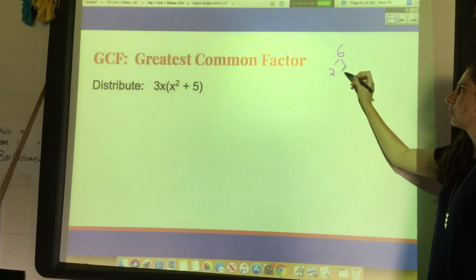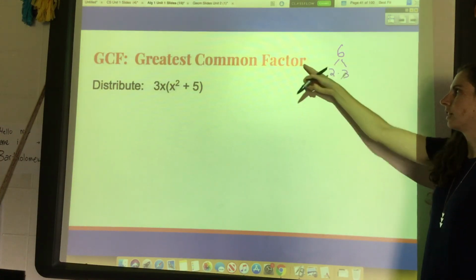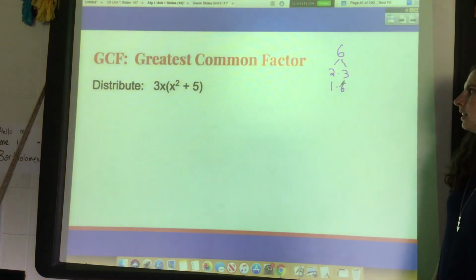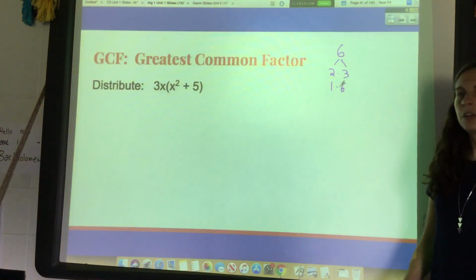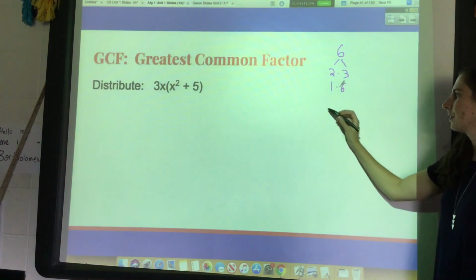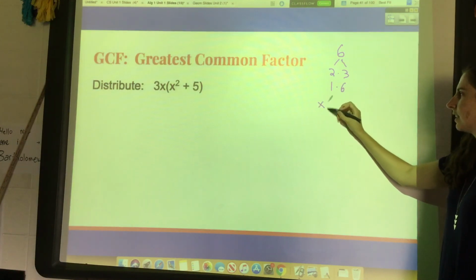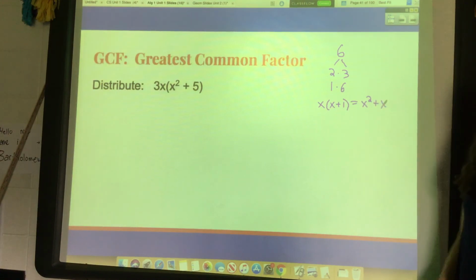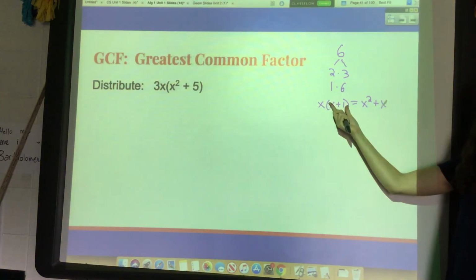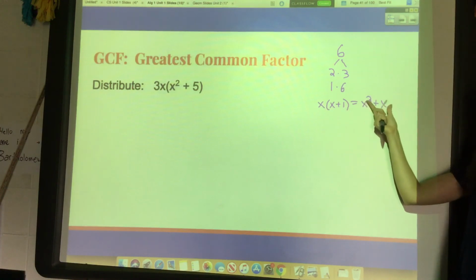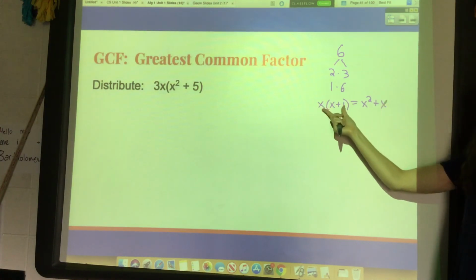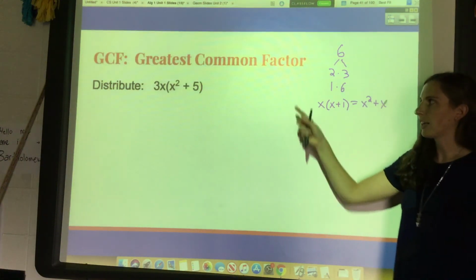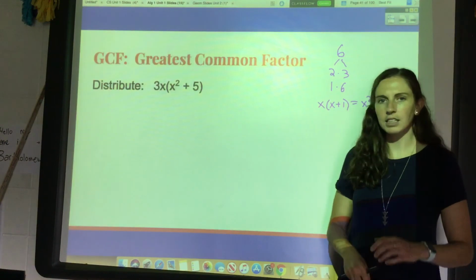Its factors are 2 and 3 because 2 times 3 gives you 6, or even 1 times 6 because 1 times 6 gives you 6. So those are its factors. When we talk about algebra, if I have x times (x plus 1), and that gets me x squared plus x, I could say that this and this are factors of this expression because they multiply together to get me this expression.